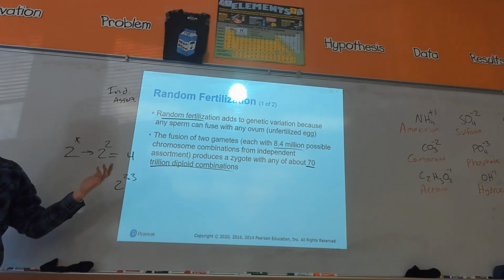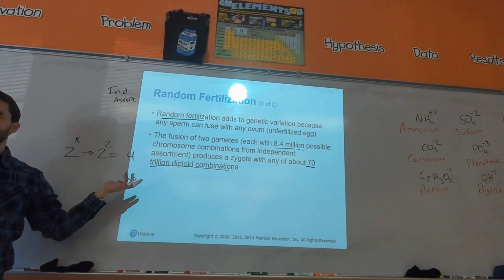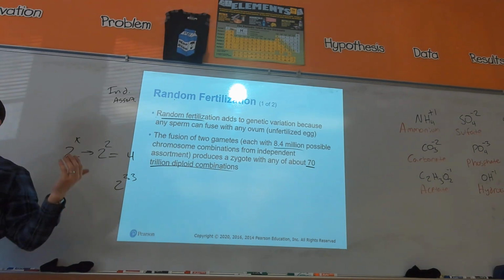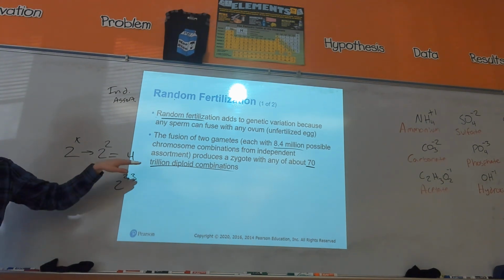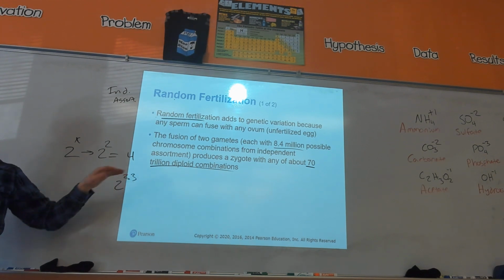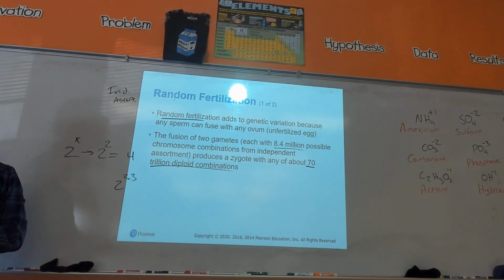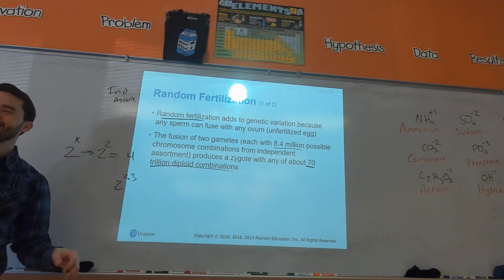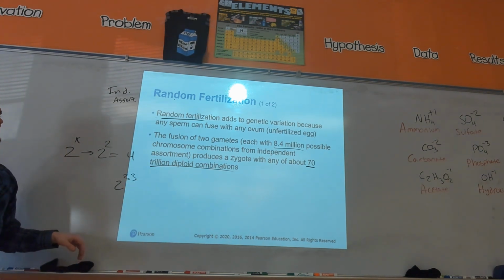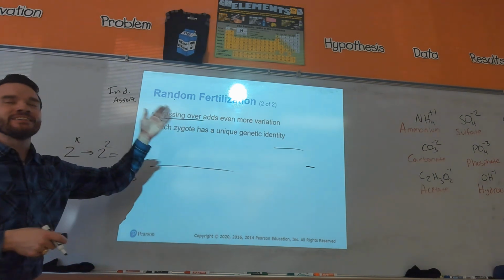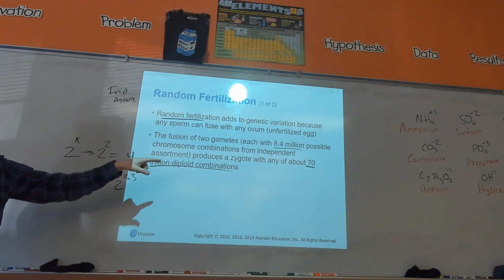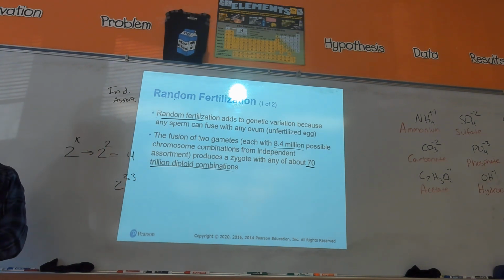I don't even know what is beyond trillion. Quadrillion? Yeah. I think there are in the quadrillions of possible combinations of babies a couple could have, which I think is kind of wild. So you are unique, right? Anyways, that's what they're trying to say here. Crossing over adds even more variation that's not accounted for in that 70 trillion combination number.